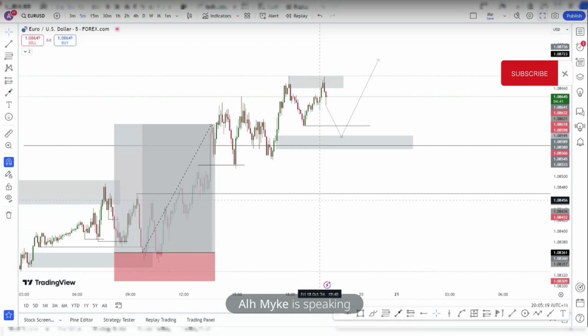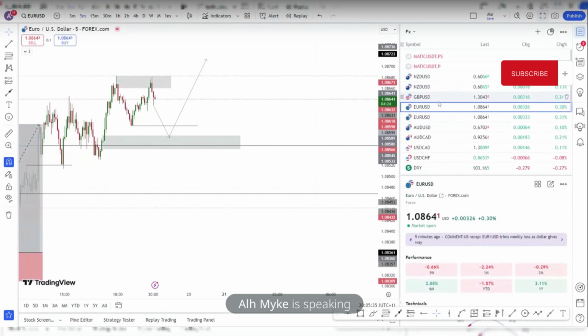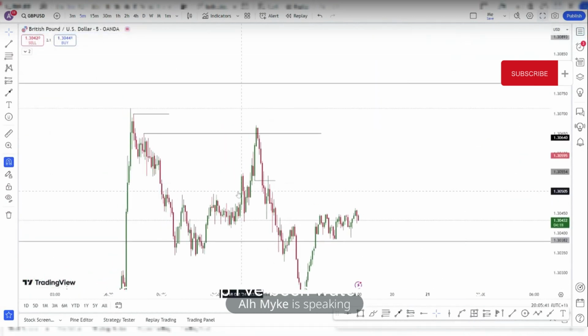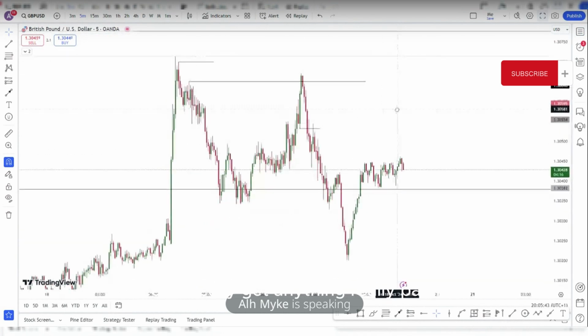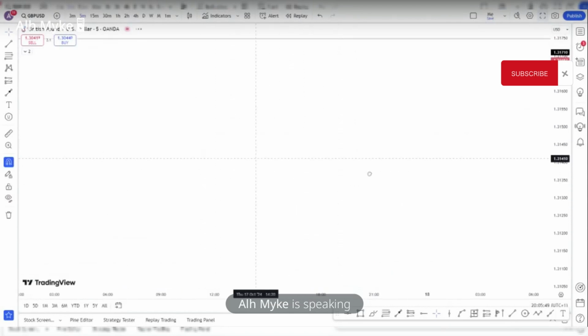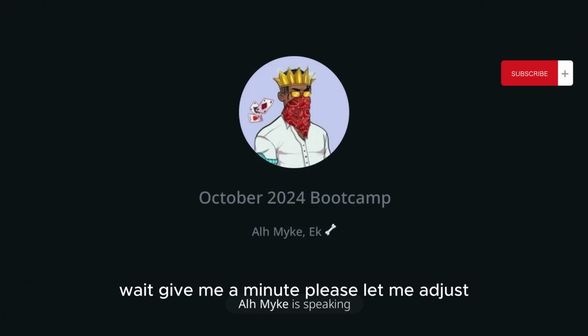Today we're supposed to treat entry models, right? So let's just jump down to our GBP/USD chart because that's where I have my notes and notebooks. This GU setup, I've been watching it since morning, but I couldn't really get an entry. It really pained me. Alright, give me a minute, please. Let me adjust.